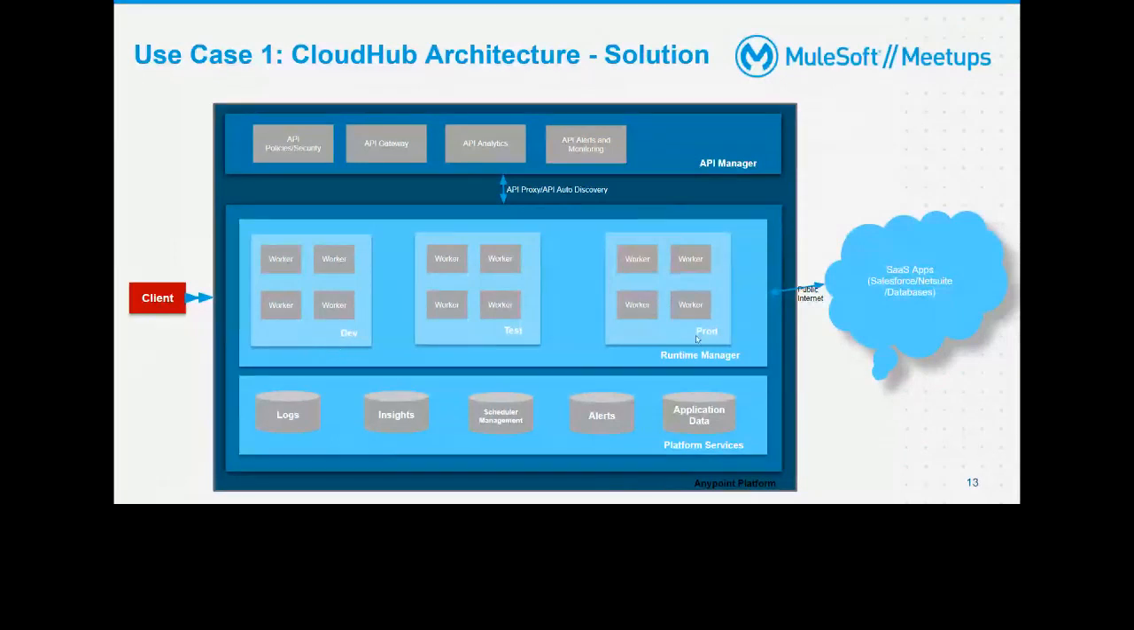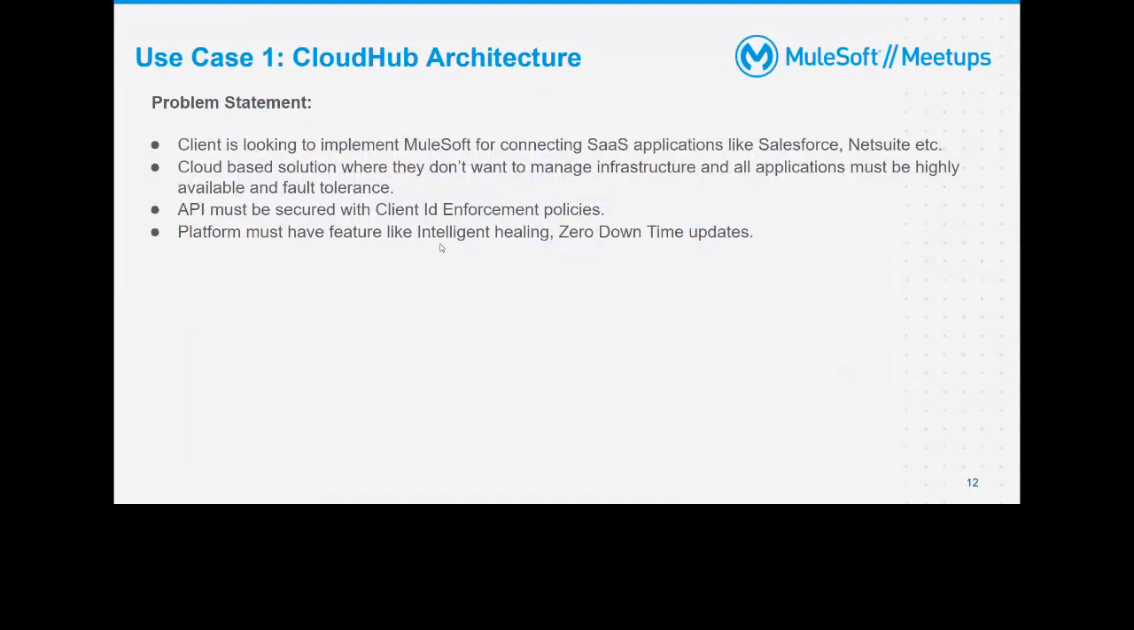By default, as we have already discussed, it provides intelligent healing, zero downtime updates, and everything. For high availability, we will ensure we deploy the application on multiple workers. By default, MuleSoft is fault tolerant. So we will discuss this. The fault tolerance I talk about, like intelligent healing, those kinds of features are already available when you are using a cloud kind of environment. And then it comes to the point that they don't want to manage the infrastructure.